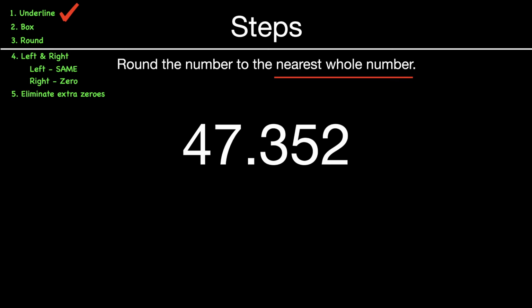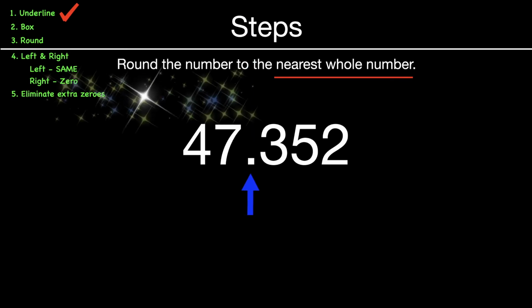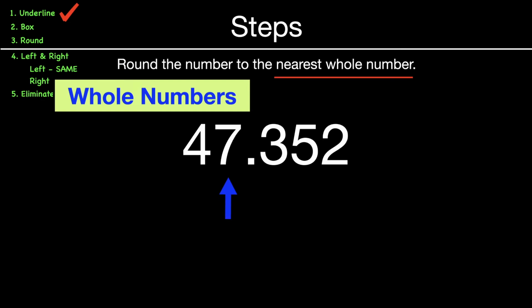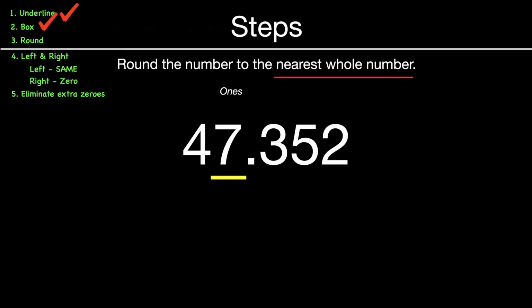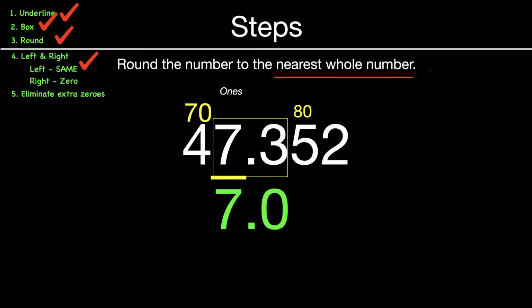So look at your decimal point. We're going to the left, and the nearest whole number would be the 7. Remember, the nearest to the decimal point. So underline. We're going to box. So it's our 73. That 73 would be in between 70 and 80, but it rounds down to the 70, right? Rules for left and right.